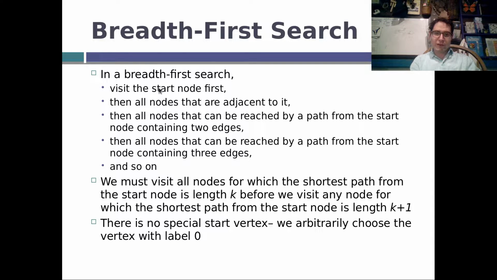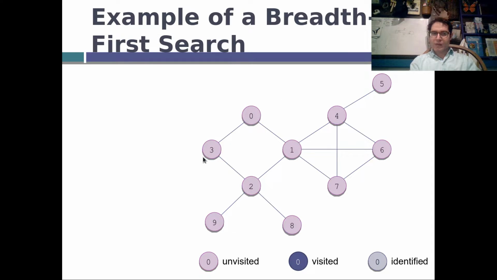So the way this works is that we start at the start node. That's kind of obvious. Then we visit all our neighbors before we do anything else. Once we're done visiting all our neighbors, we are going to visit all of our neighbors' neighbors. And then after that, all of our neighbors' neighbors' neighbors. And we can't move on to things that are 4 edges away until we've visited all the things that are 3 away from us.